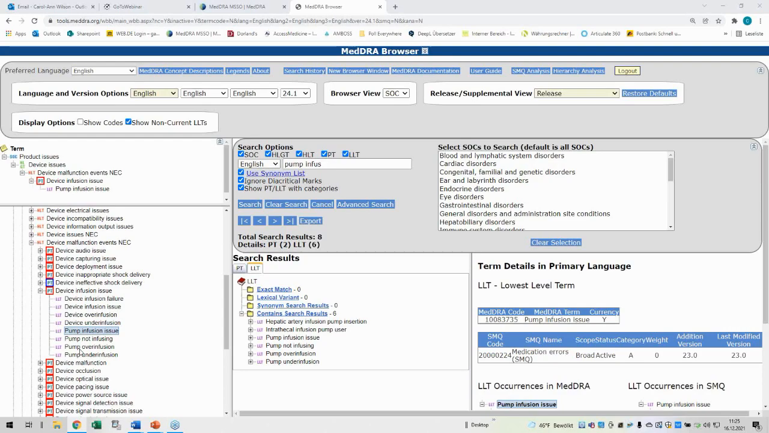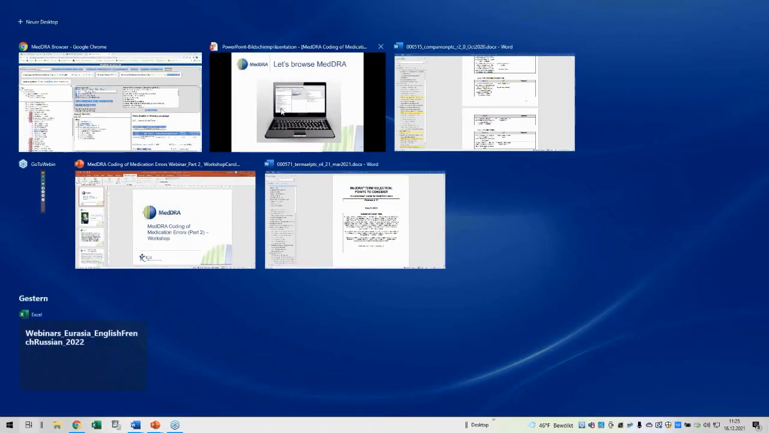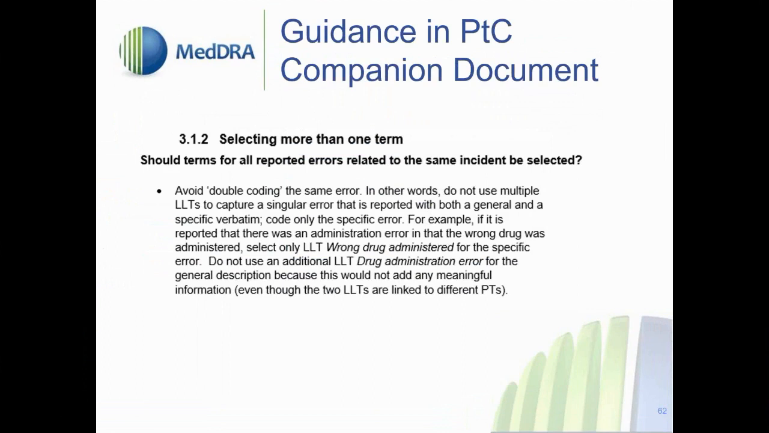Let me go back to my slides. And here you may now argue that "drug administration rate too fast" does not contain the information that this happened accidentally. The companion document also provides clarity here.